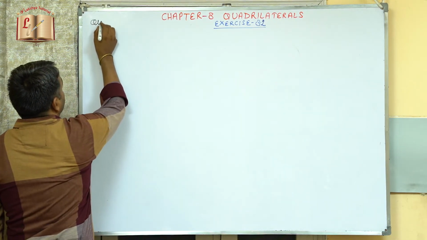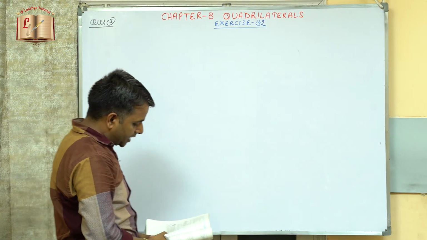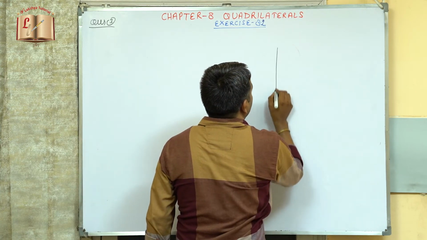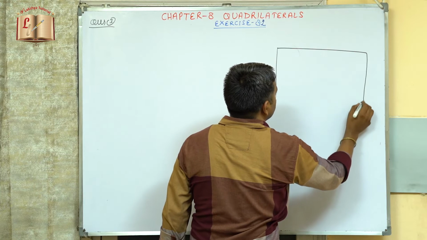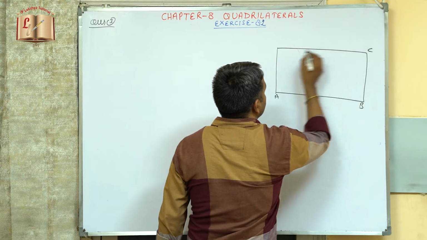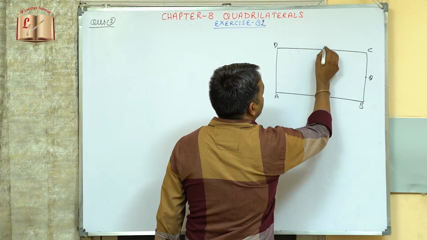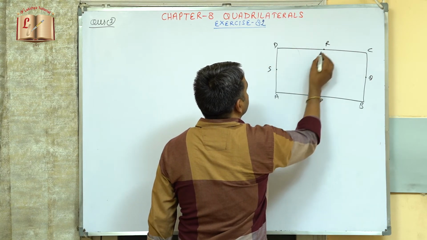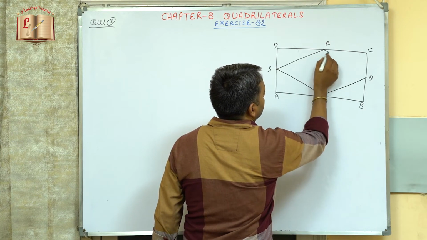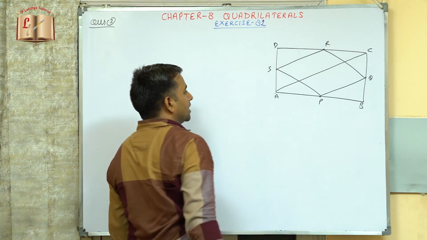Now coming to question number 3. ABCD is a rectangle and P, Q, R, S are the midpoints of the sides AB, BC, CD and DA, and we need to prove that PQRS is a rhombus. So this is a rectangle, A, B, C and D. This is the midpoint P, Q, R and this is S. So we have joined these midpoints and now this AC is the diagonal.